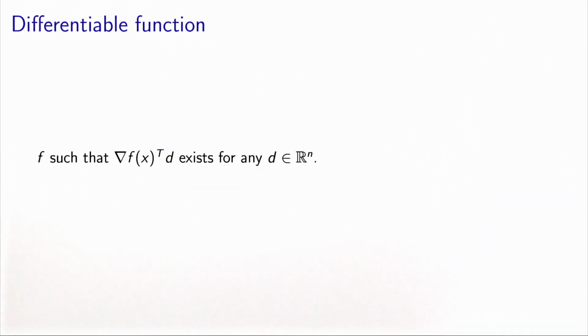If the limit exists for any d in Rn, then we will say that the function is differentiable at x. And actually, in our context, we will assume that all the functions that we are dealing with, not only the functions that are used for objective functions, but also the functions that are used to define the constraints, are differentiable.